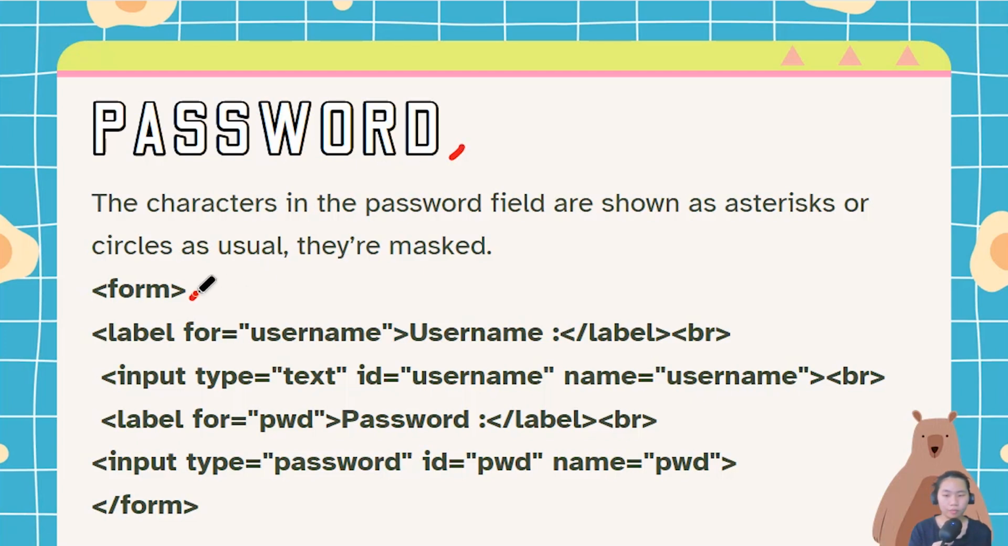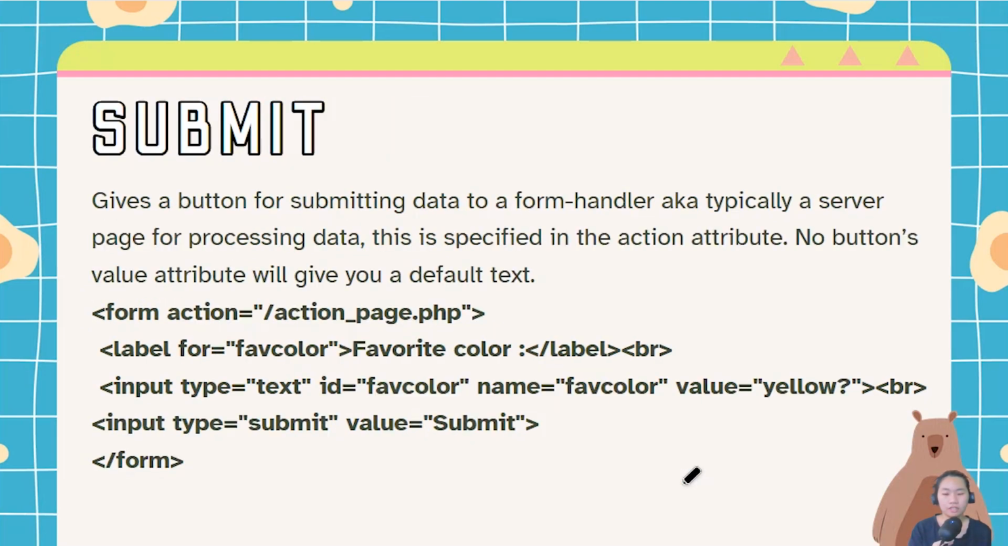We have form, we have a label for username, okay? And then we have another text field: input type text, ID username, name username. And then a label for pwd, shorthand for password. Then just close the label. Input type password, ID, and then name, okay? So that's just it for password. You'll see a demonstration of this in a little bit. Next, let's move on to the submit button.